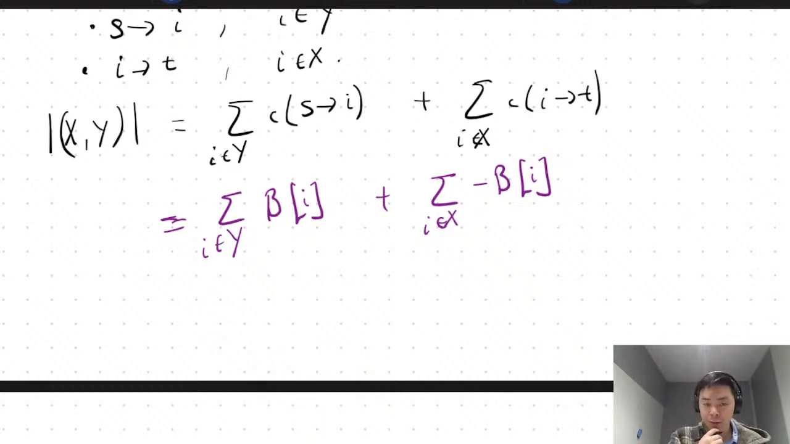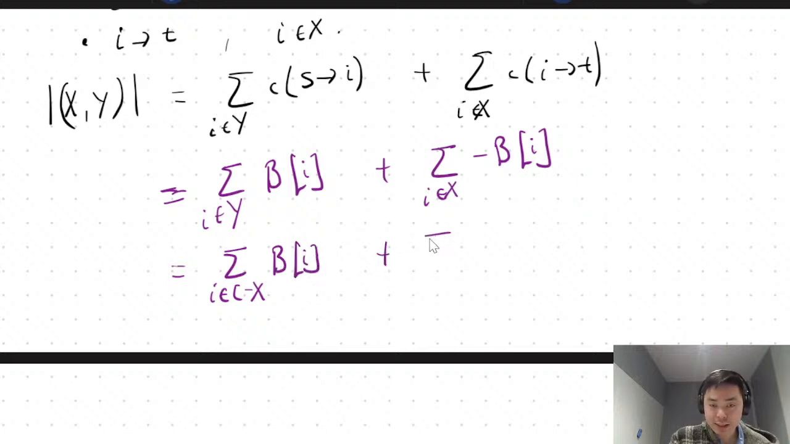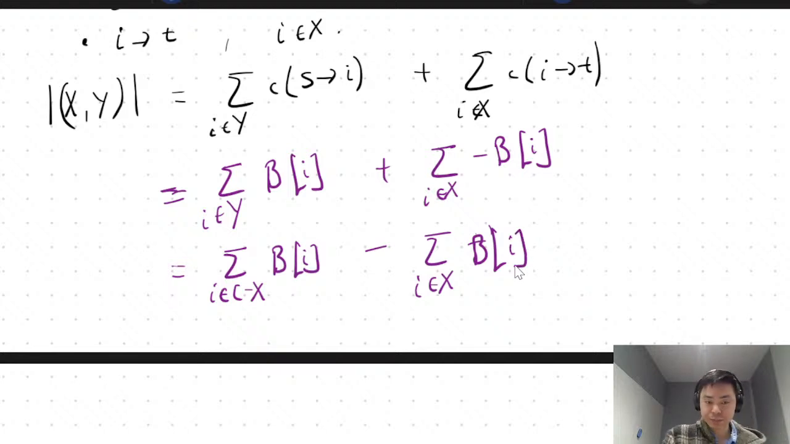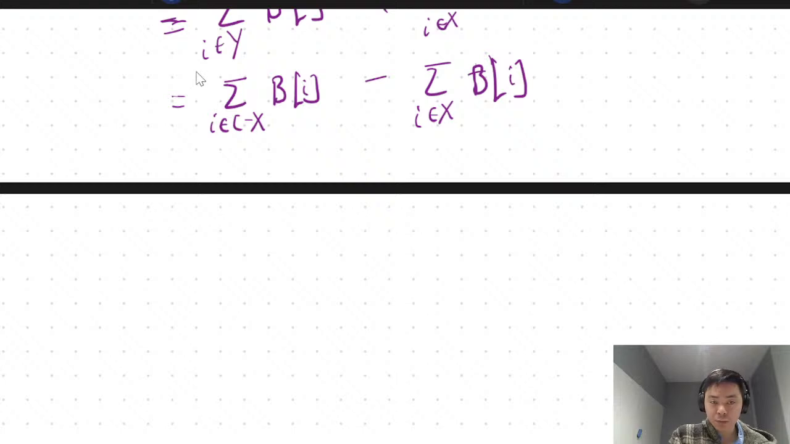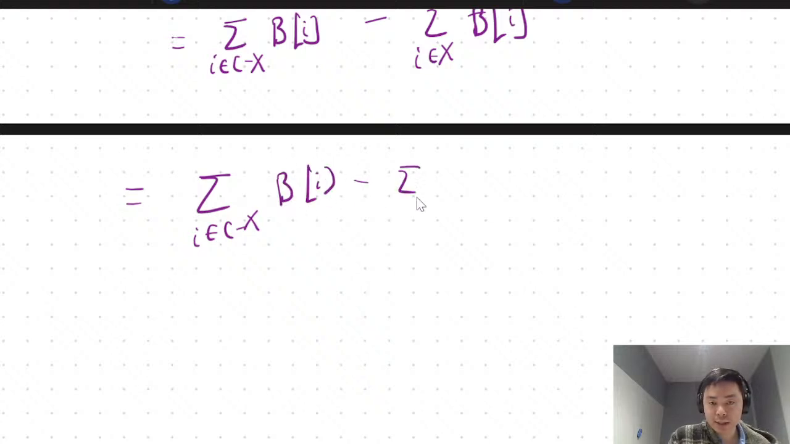Okay, now what can we see here? Well, X and Y partition the set of all courses, not including S and T. So this is really going to be the sum over all elements in C minus X of B of I, plus the sum over all courses in X of, I'm going to pull the minus out, and that's just going to turn into B of I. So I'm just going to write it out again: the sum over I in C minus X of B of I, minus the sum over the courses in X of B of I.